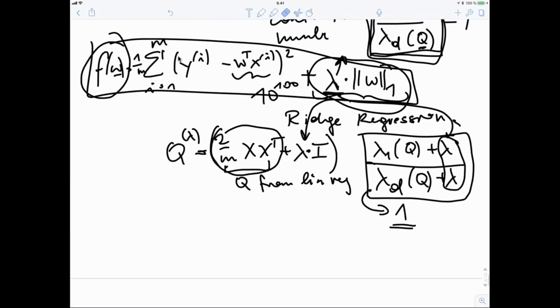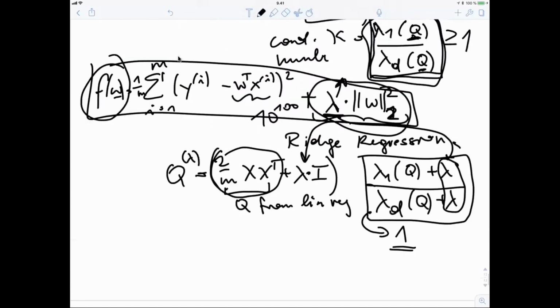Okay, very good. So interestingly, from a computational perspective, making lambda large in ridge regression is beneficial because it improves the condition number of the underlying linear system that is implemented by gradient descent.